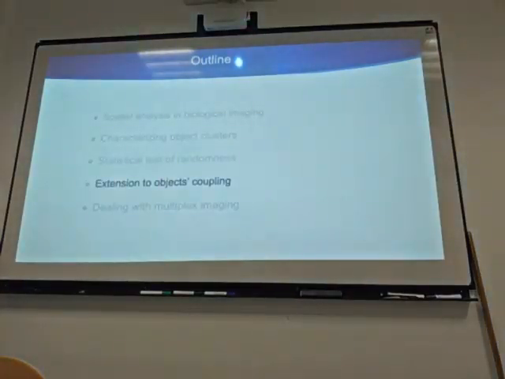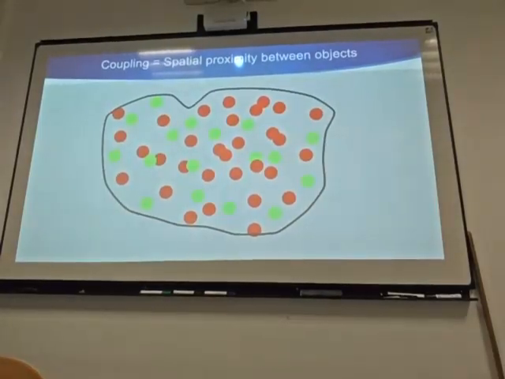Okay, so we continue on the second part, which is more to characterize the association between different types of objects. Typically you have two objects, red and green ones, and you want to know whether or not, for example, the green are close to the red. And what does it mean? For the rest of the presentation, the term coupling designates spatial proximity between objects, and a proximity that is significant.